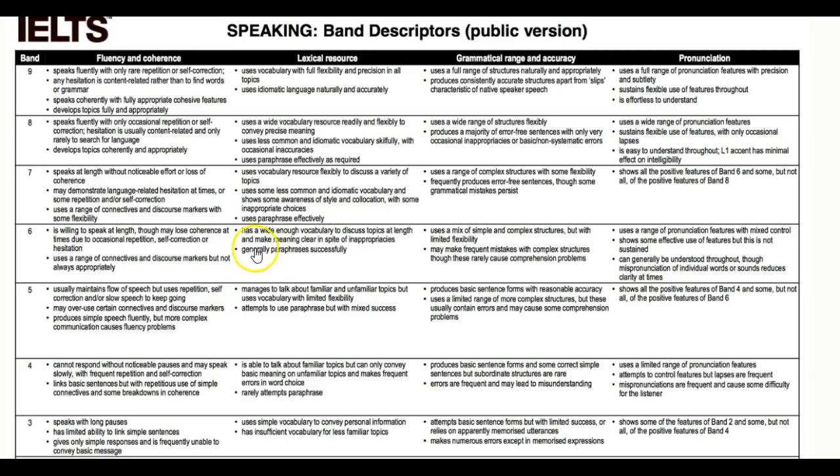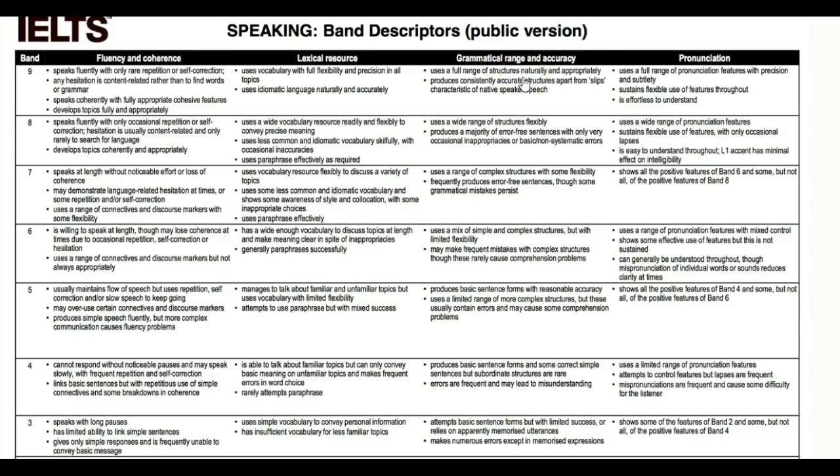Now here you generally paraphrase successfully. All right, so occasionally the examiner might be like, what? I didn't really understand. But on the whole, you can do it. Okay, now let's take a look at grammatical range and accuracy.